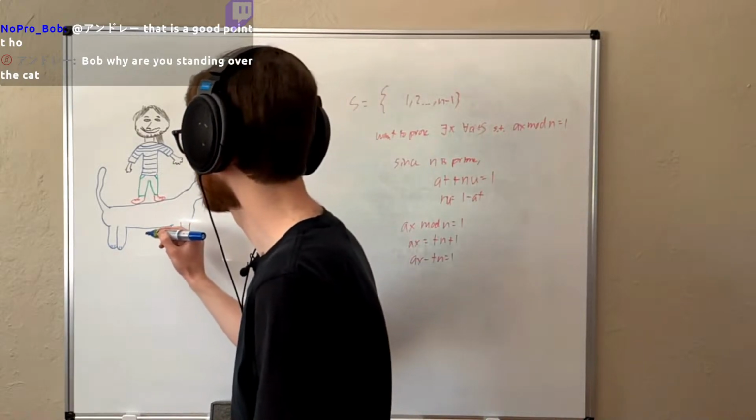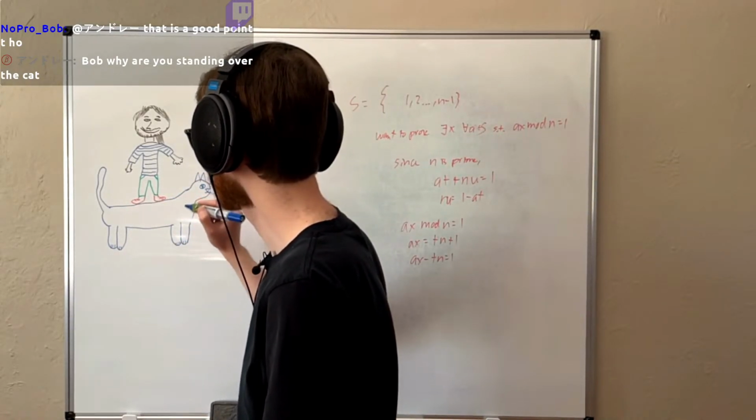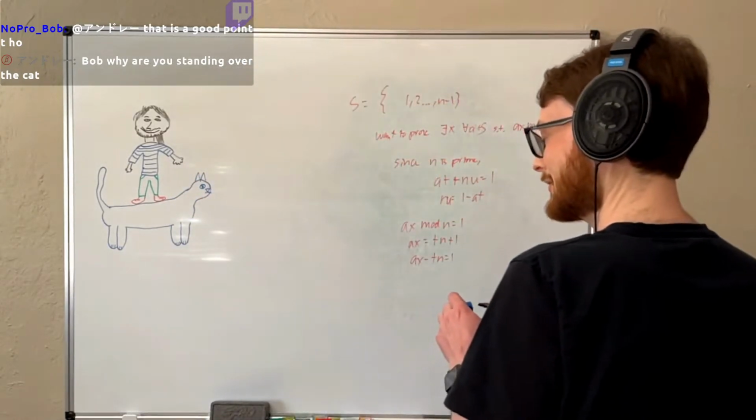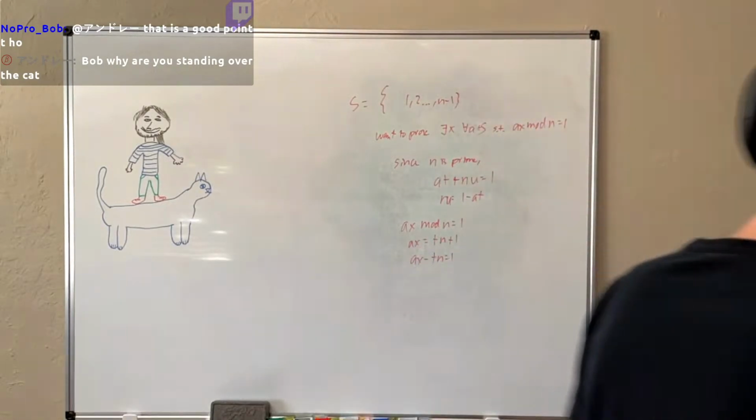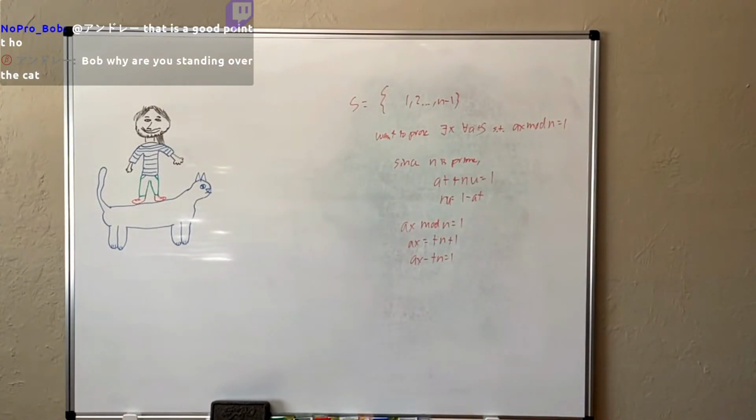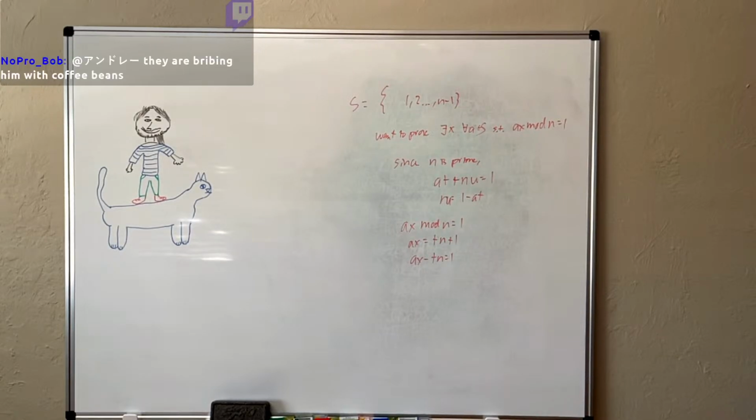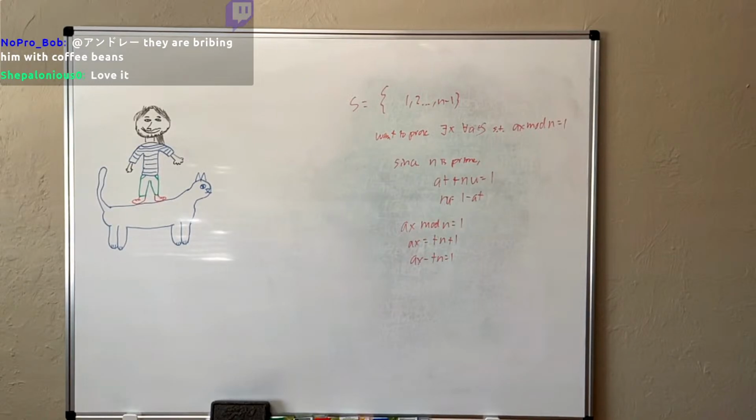We can draw some, like, I don't know, should we draw spots? No, I feel like I'm gonna make it look weird. How's that? Well, he's surfing on the cat. Love it. Glad that you like it, Shep. I guess it was Anders who redeemed it as well.